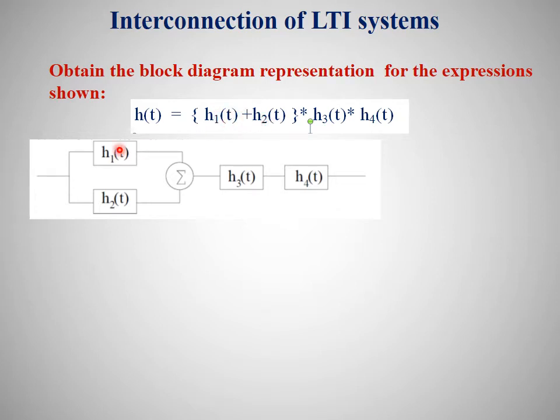as a parallel connection, hence here we would have x of t and here we would have y of t, hence it is going to be h1 of t plus h2 of t, and this result is again in cascade, so it is h3 of t convolved with h4 of t.